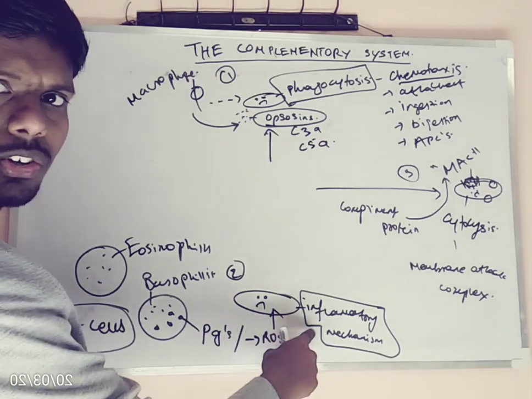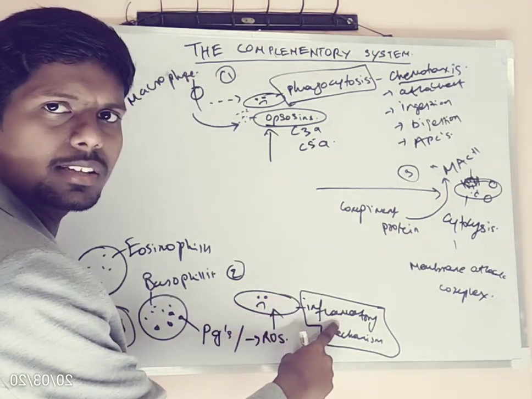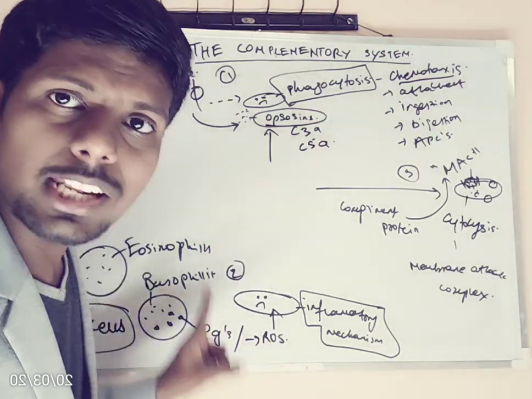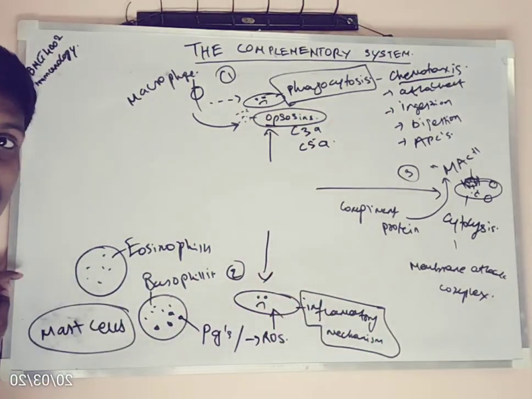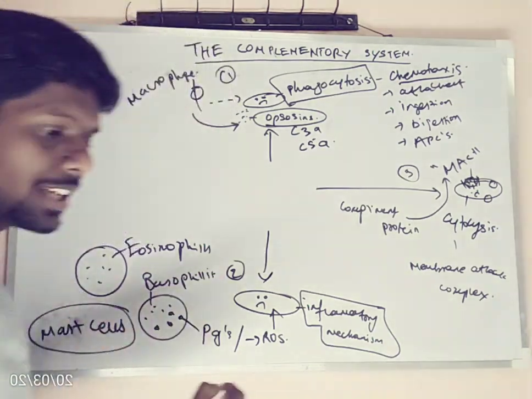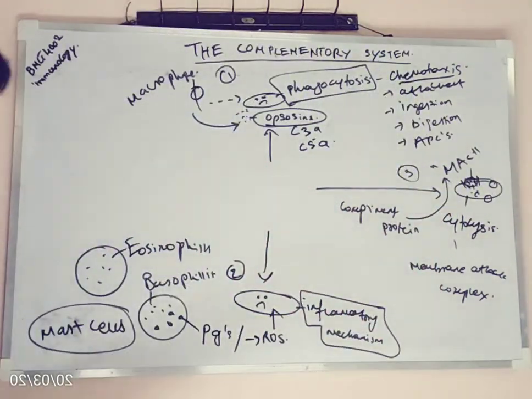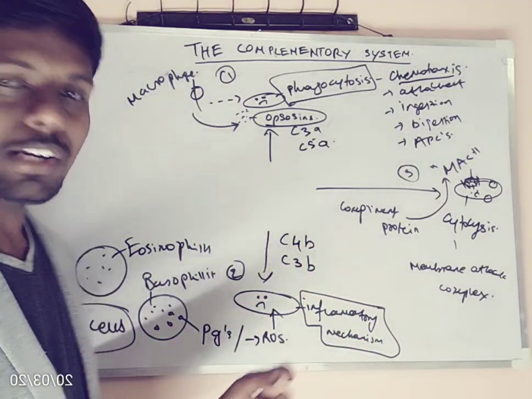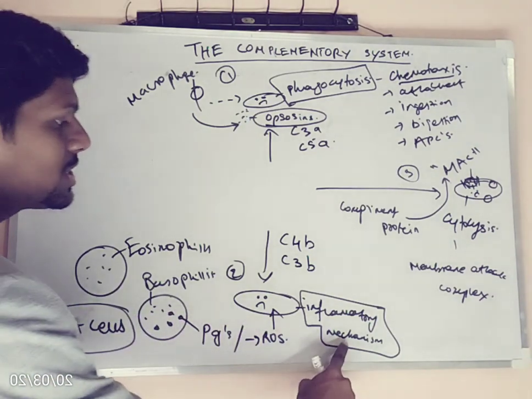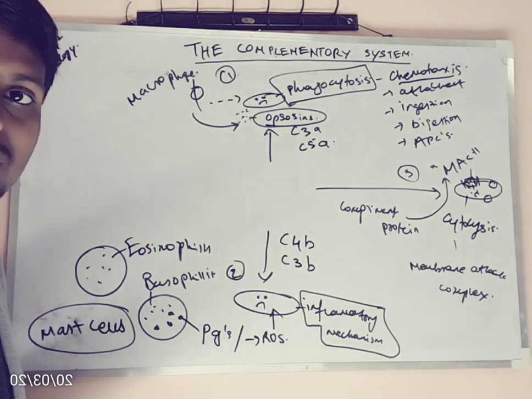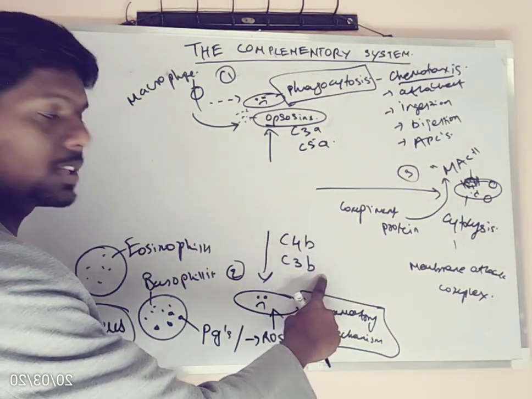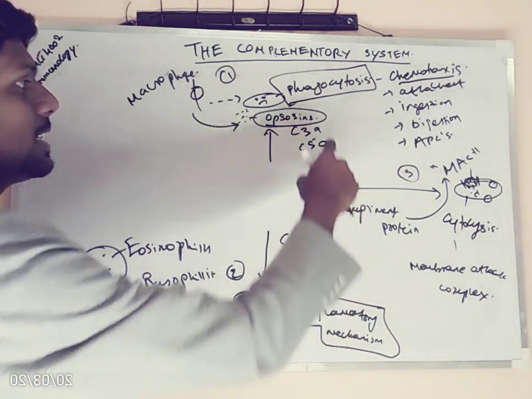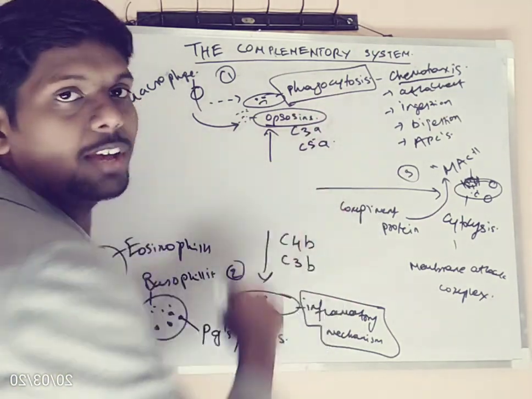I said in order to kill a pathogen, we need an inflammatory mechanism, and this inflammation is triggered by granulocytes. Who activated the granulocytes? Obviously, these granulocytes are activated by complement proteins. You know what those complement proteins are? They are C4B and C3B. C4B and C3B are complement proteins that will activate the granulocytes to initiate an inflammatory response, which ultimately results in killing of the pathogen. So these are inflammatory response molecules which are part of the complement proteins. So C4B and C3B are involved in inflammation, whereas phagocytosis is mediated by C3A and C5A.